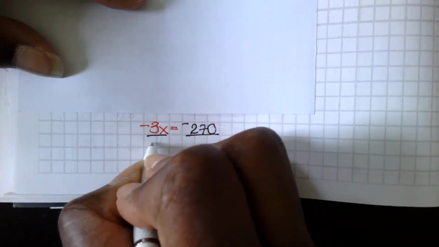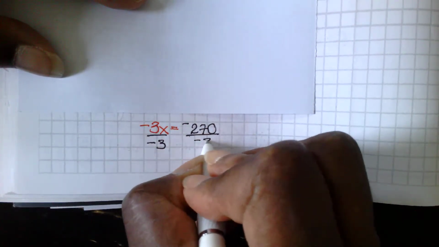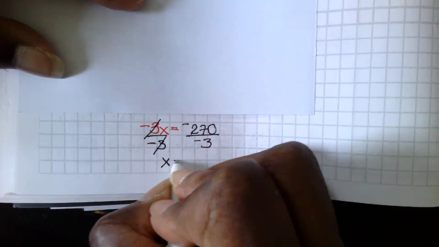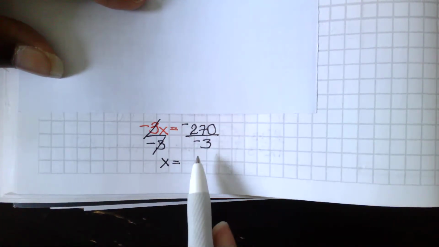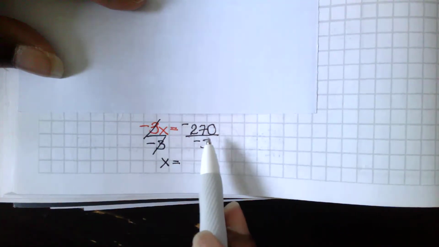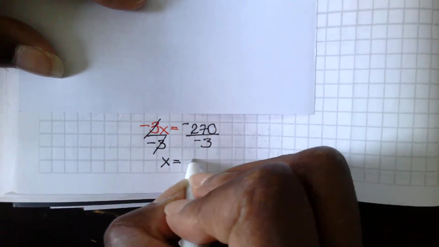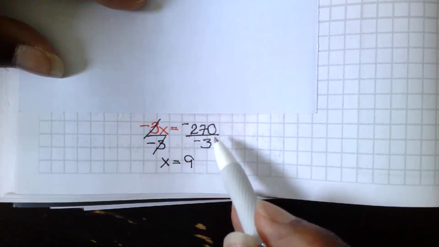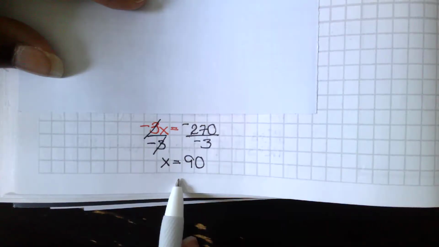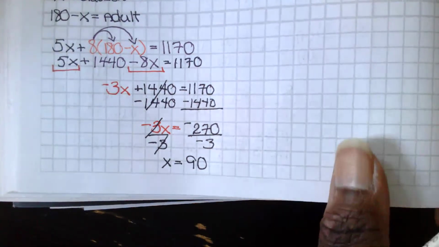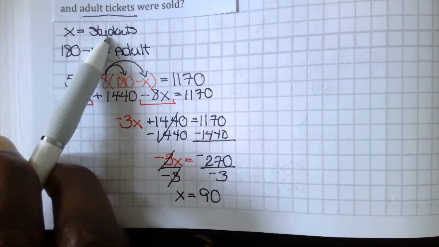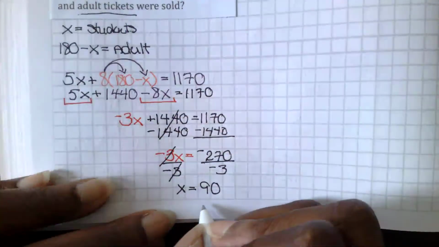So now what do we do on both sides? We divide both sides by negative 3. So negative 3 divided by negative 3, that will give me my x. And then negative divided by negative is a positive. And 270 divided by 3. I know that 27 divided by 3 is 9. And then how many 3's can go into 0? 0. So we have x equals 90. But what does that mean? So we go back to our key. 90 what? 90 student tickets.